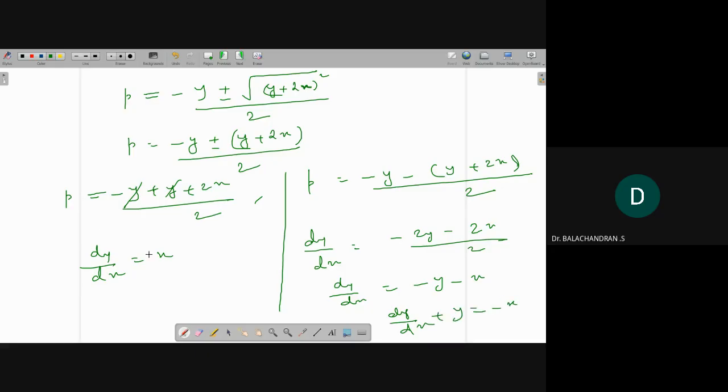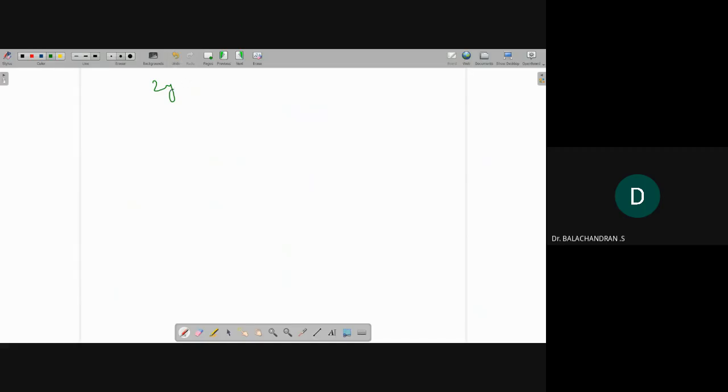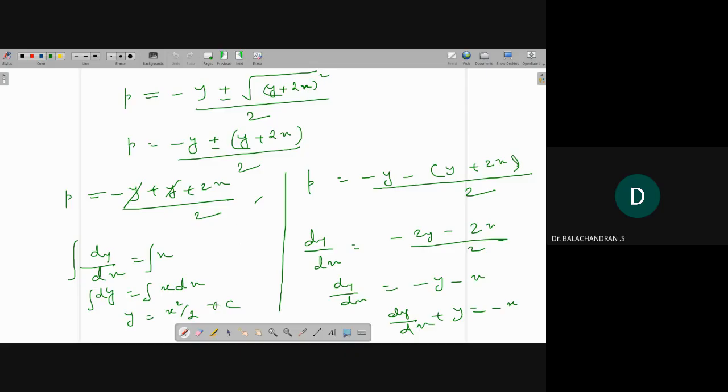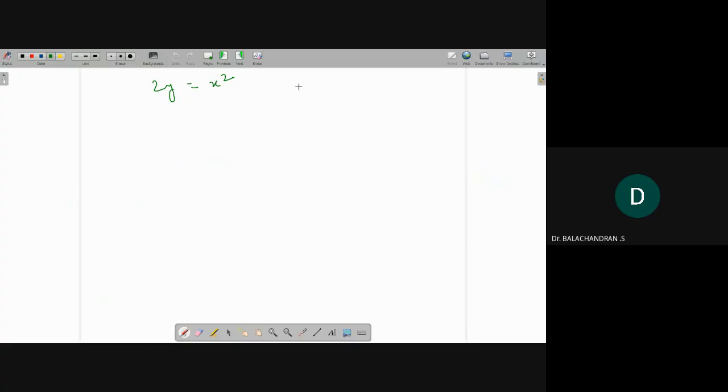Okay. Now, if you integrate this, you get integration of dy equal to integration of x dx. So y equal to x square by 2 plus c, or throughout multiply by 2, you get 2y equal to x square. Otherwise, you can take c by 2 also. Okay. So 2y equal to x square plus c, or 2y minus x square minus c equal to 0.